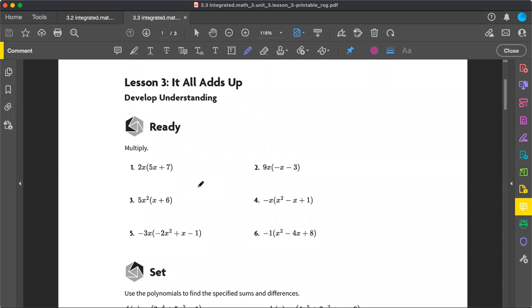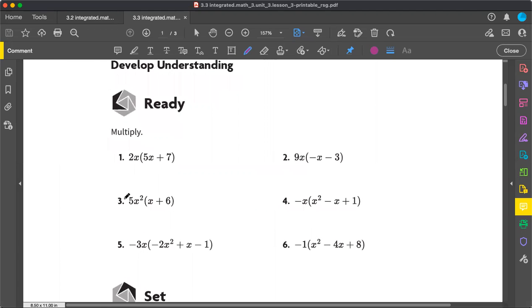You ready for this? 3, 3, it all adds up. A little bit of distributing here. You might know from back in the day, you can just hop this over once, hop it over twice. 2 times 5 is 10. X times x is x squared. 2x times 7 is 14. It's all positive, and then keep x along for the ride.